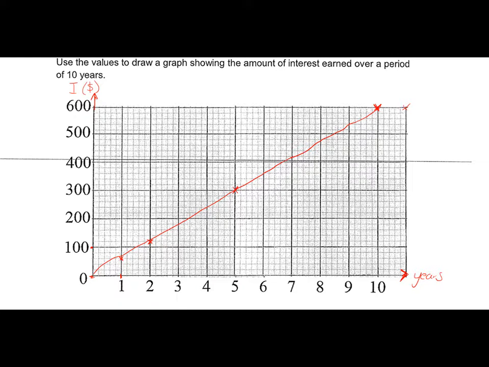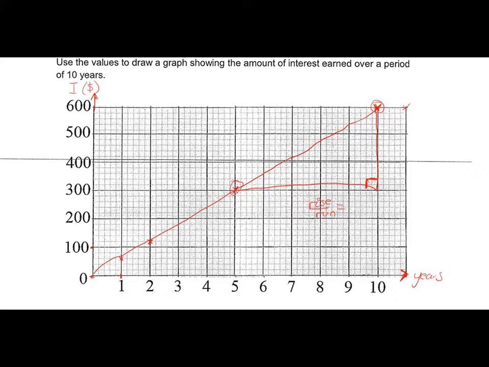The next questions in the booklet ask us to determine the gradient and what this represents. So to determine the gradient, we basically need to pick 2 points on the graph that we know for sure. Because they're easy to work out, let's use these points. So the one at 5 years and $300 and 10 years and $600. We draw a right angled triangle underneath. So gradient is equal to the rise over the run.